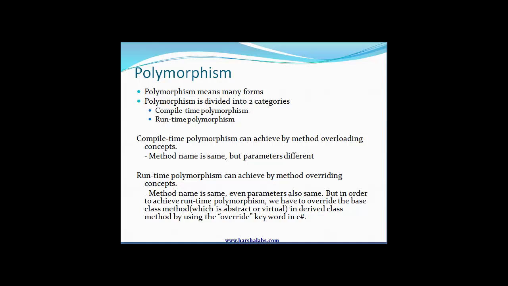That's why we call it runtime polymorphism. Generally, runtime polymorphism can be achieved by interface concepts or abstract methods in the base class, overridden in the derived classes, or virtual methods in the base class and overriding in the derived classes. This way we can achieve runtime polymorphism.